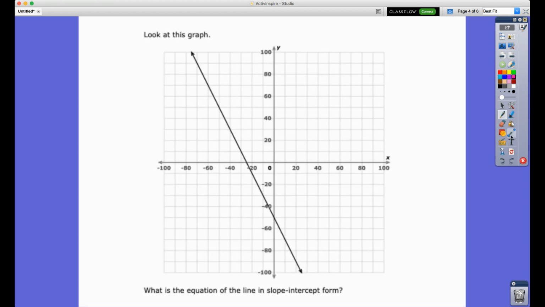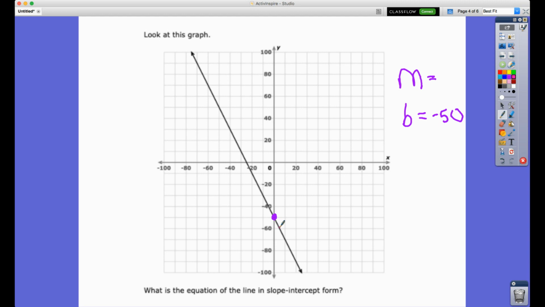This one's a little bit harder, right? This one has got all 4 quadrants, but it's fine. Y'all are good. So where does this line go through the y-axis at? Down here. So notice this isn't 1, 2, 3, 4, 5 negative. This is negative 10, 20, 30, 40, 50. This is negative 50.